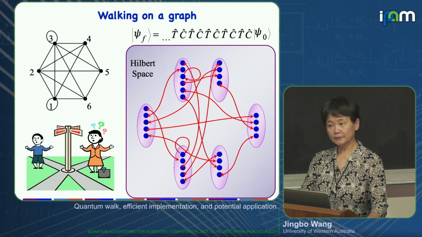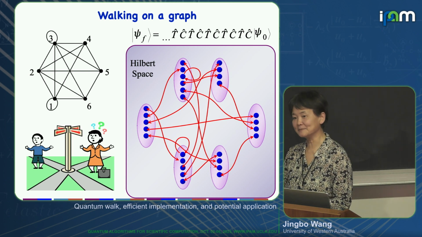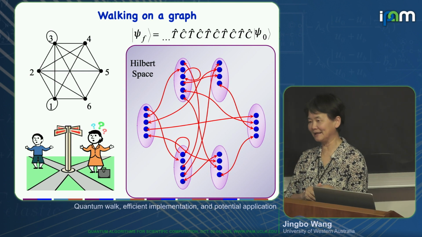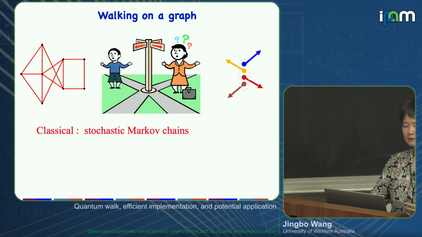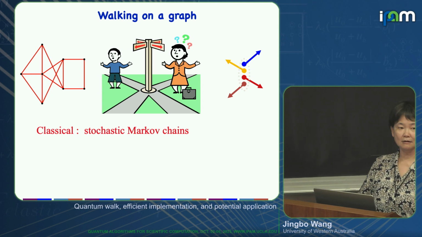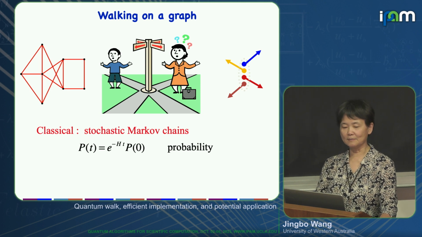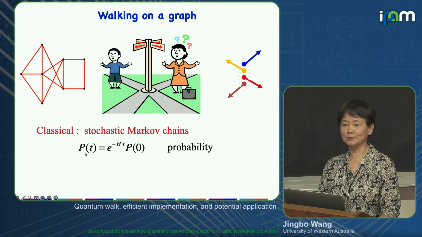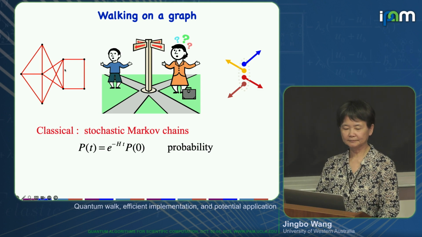There's more you can do. You don't have to step one step at a time in a discrete fashion. You can think about water flowing out of many pipes connected in a certain way, and it flows continuously. Classically, it's the stochastic Markov chain with a very simple differential equation. You map the probability by an operator continuously in time to a probability at any later time. The probability, of course, is a vector representing the probability at each node.